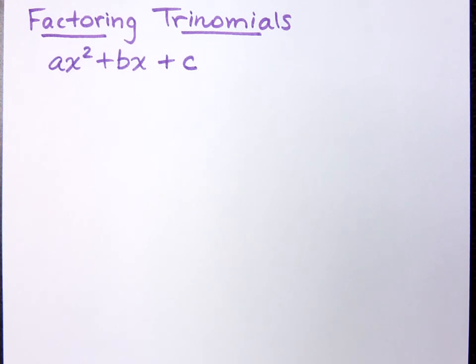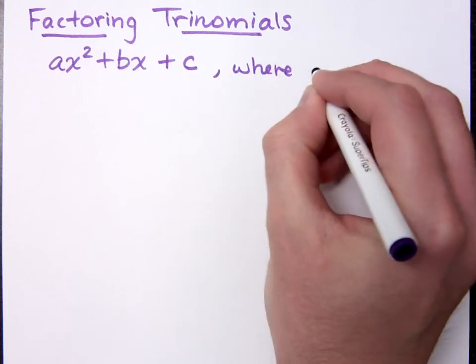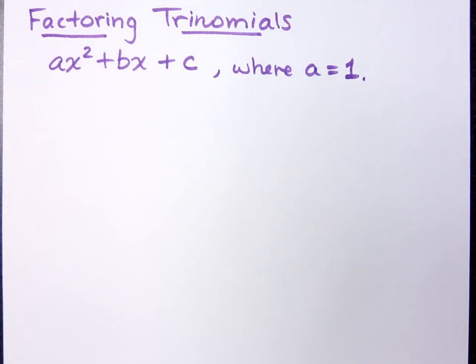x squared plus bx plus c is your normal trinomial. And what we want to do is to look at first things where a is 1. First, let's look to see what happens when a is equal to 1. That's when things are nice and easy. Remember that?